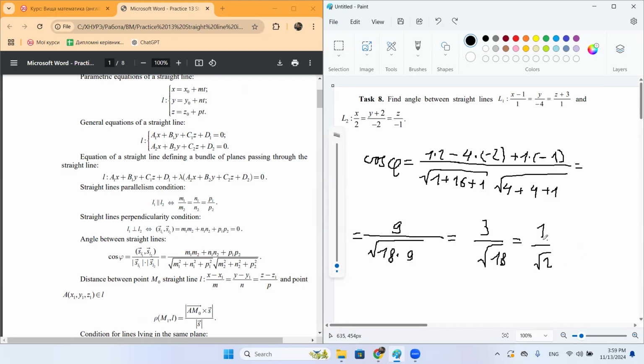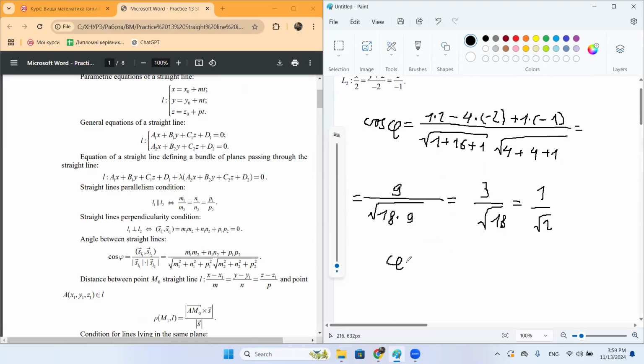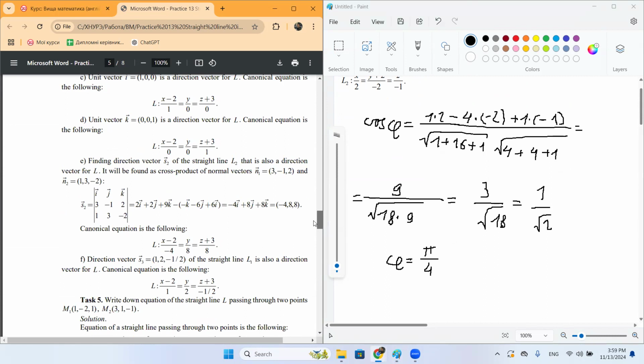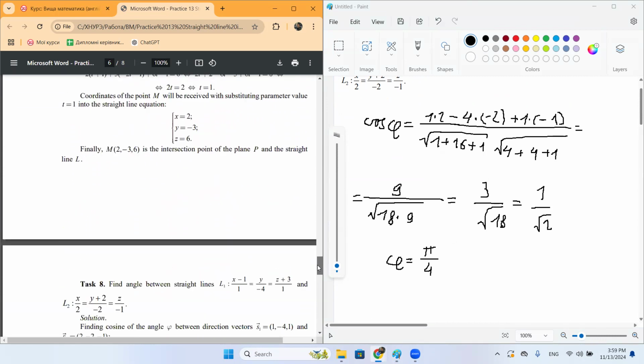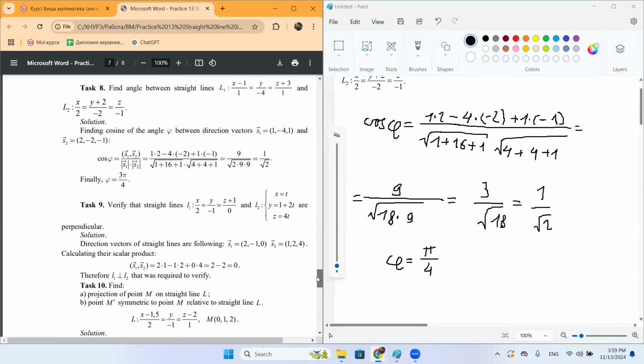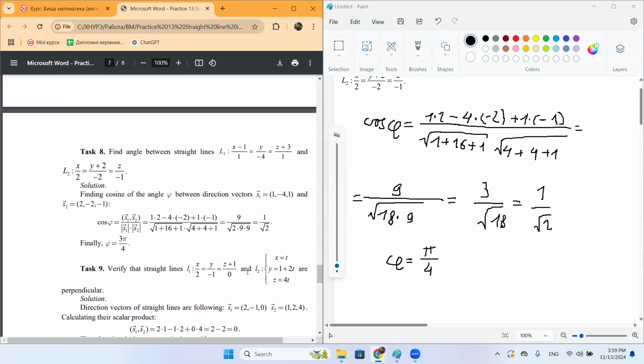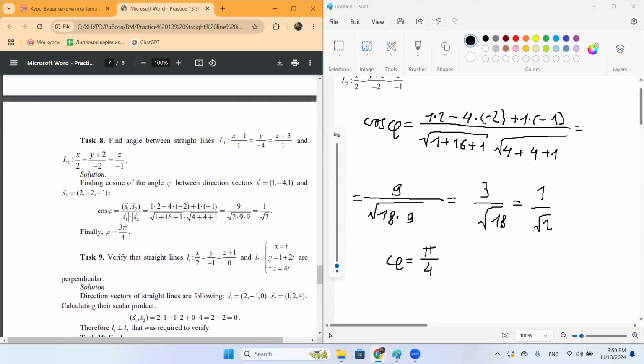And so phi equals pi by 4. So it is a table value. Any questions about this task? No questions. Okay, let's move next. Task 9, we need to verify that straight lines L1 and L2 are perpendicular.